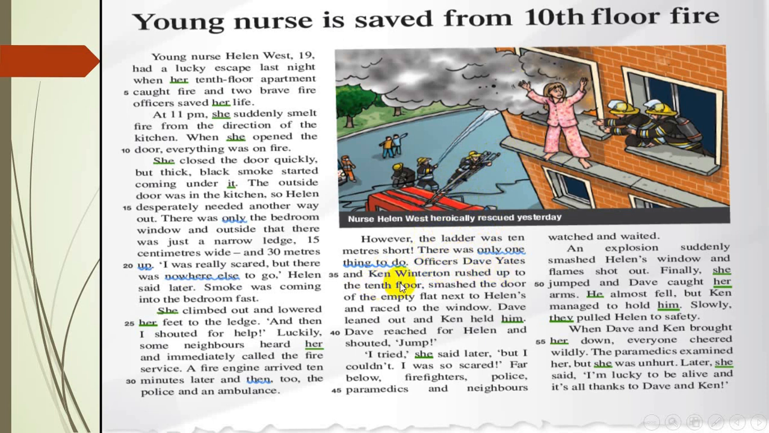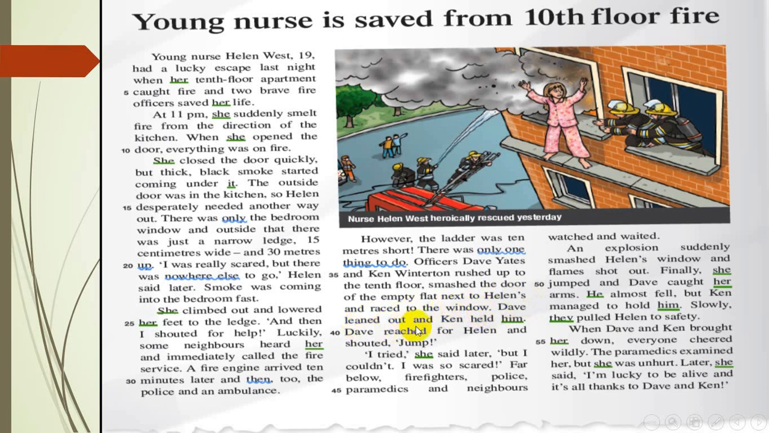Officers Dave Yates and Ken Winterton rushed up to the 10th floor. So these are Dave Yates and Ken Winterton. They smashed the door of the empty flat next to Helen's. Helen's apartment, the word apartment is omitted because it is understood from the context. And they raced to the window.